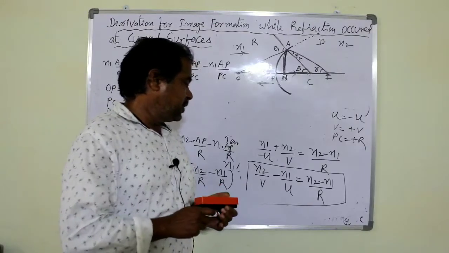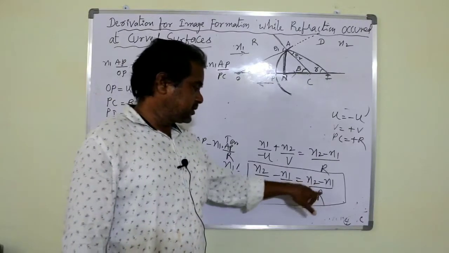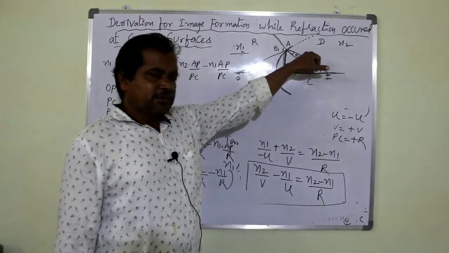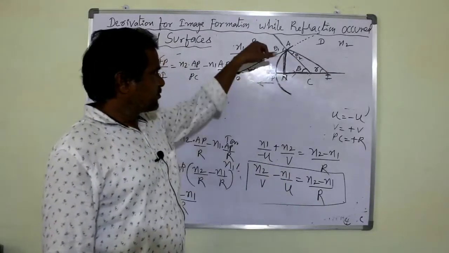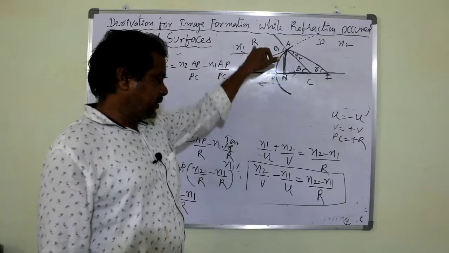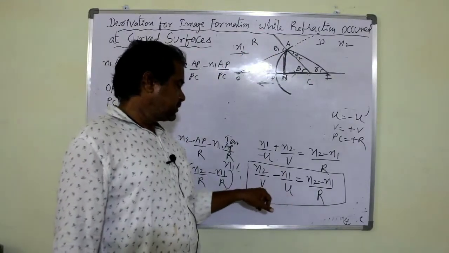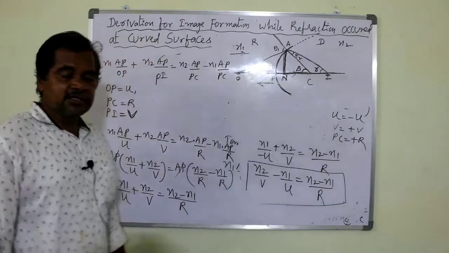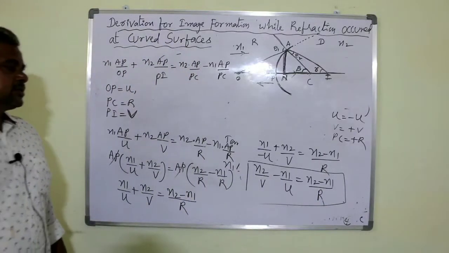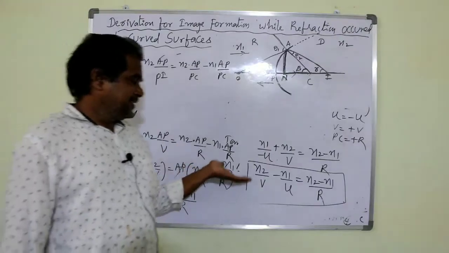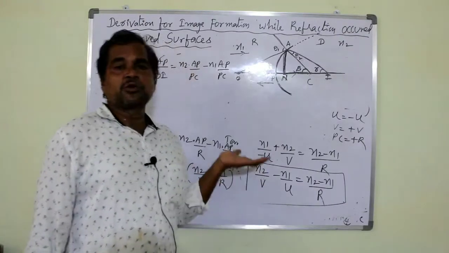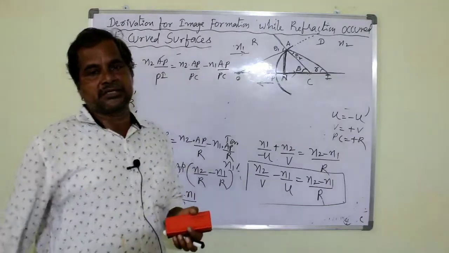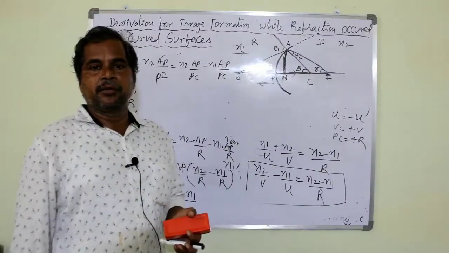So n2 by v minus n1 by u is equal to n2 minus n1 by r, where n2 is the refractive index of the second medium or denser medium, n1 is the refractive index of the first medium or rarer medium, u is the distance of the object, v is the distance of the image, and r is the radius of the curvature. This formula also applies when refraction occurs on plane surfaces.